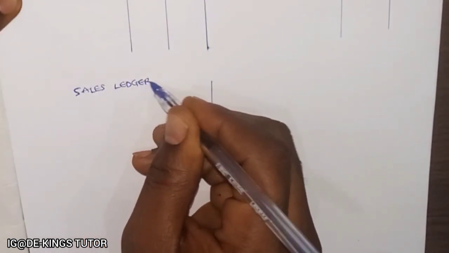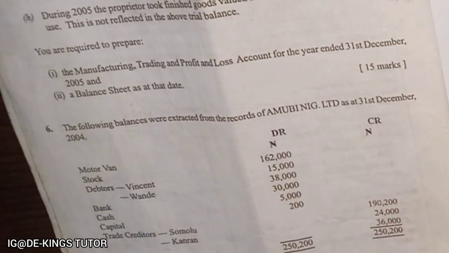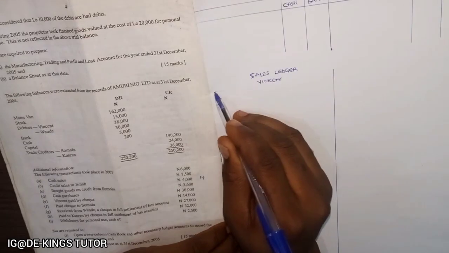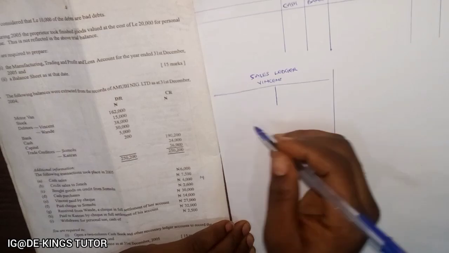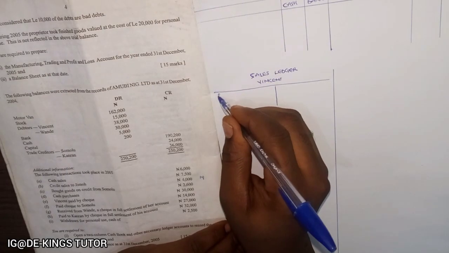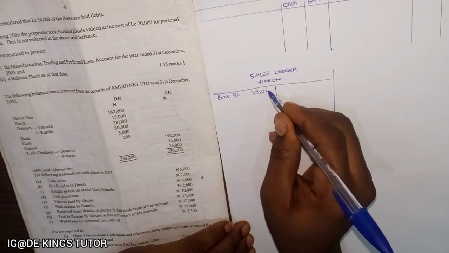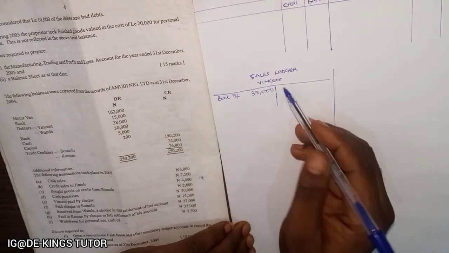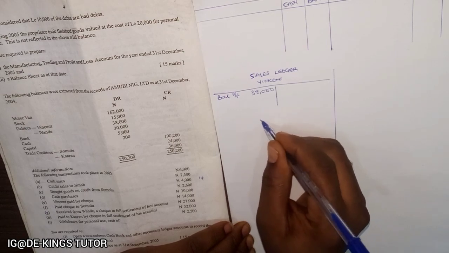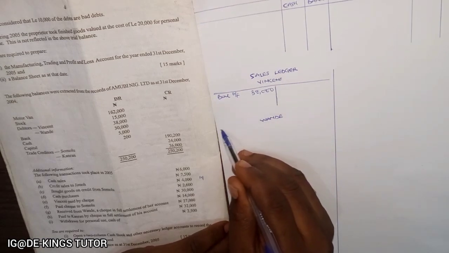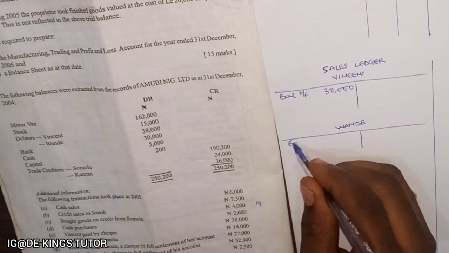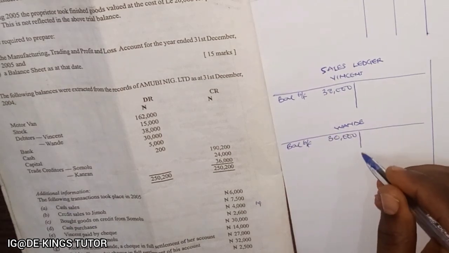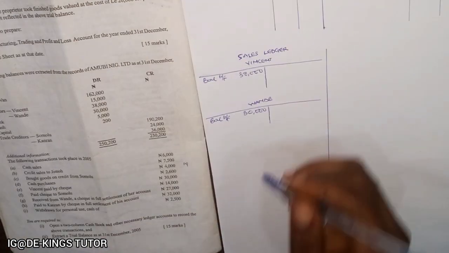So I have my sales ledger. In the sales ledger I'll have Vincent. The balance brought forward for Vincent, debtors, is 38,000. All debtors have a debit balance, so I have balance brought forward as 38,000. So I want to open the opening balances for all these accounts. Then the other debtor here will be One day. One day also has a balance of 30,000, so I have balance brought forward 30,000. So that is the debtors, the opening balance.